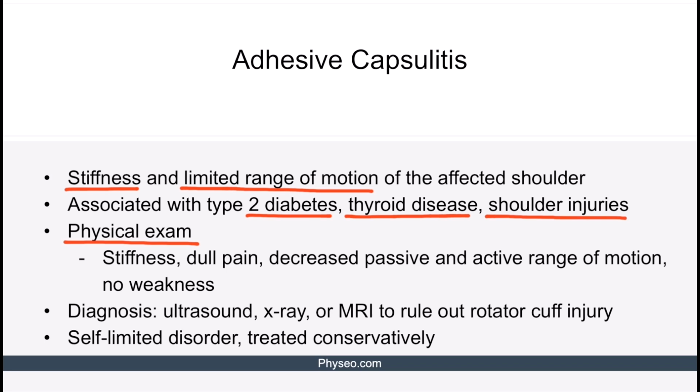Physical exam reveals stiffness, dull pain, decreased passive and active range of motion, but no weakness. The diagnosis may involve ultrasound, X-ray, and/or MRI of the affected shoulder to rule out rotator cuff injury and other causes of shoulder pain. The disorder is largely self-limited, so it's treated conservatively with pain medications and physical therapy.